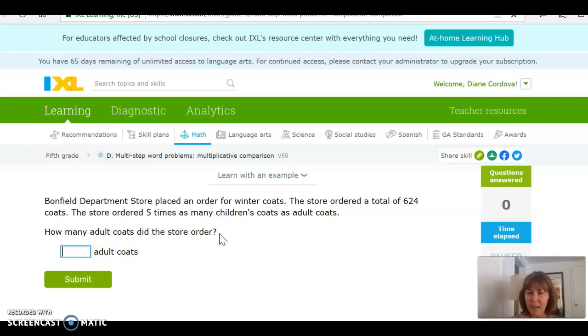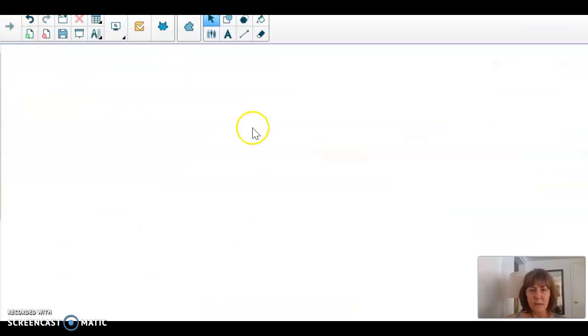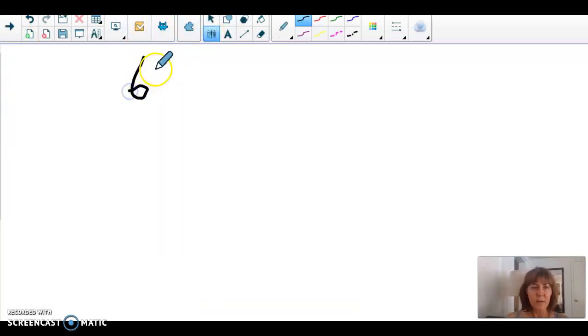For me, that'd be kind of a hard thing to figure out. So you know me, I like to draw a picture. So we're going to draw a picture of that. And I'm going to use this. And it said that there were 624 coats.